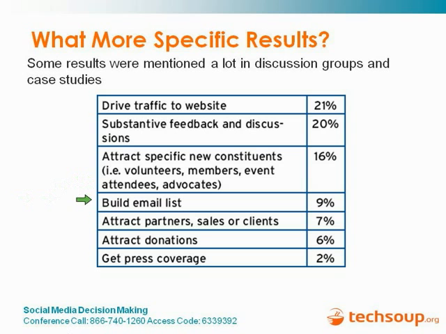Less people mentioned building an email list, attracting partners, sales or clients, attracting donations, getting press coverage, but enough mentioned it that there was obviously, among the more than 300 people that we gathered data from for these things, a lot of miscellaneous one-offs, but these were the ones that really came to the forefront.